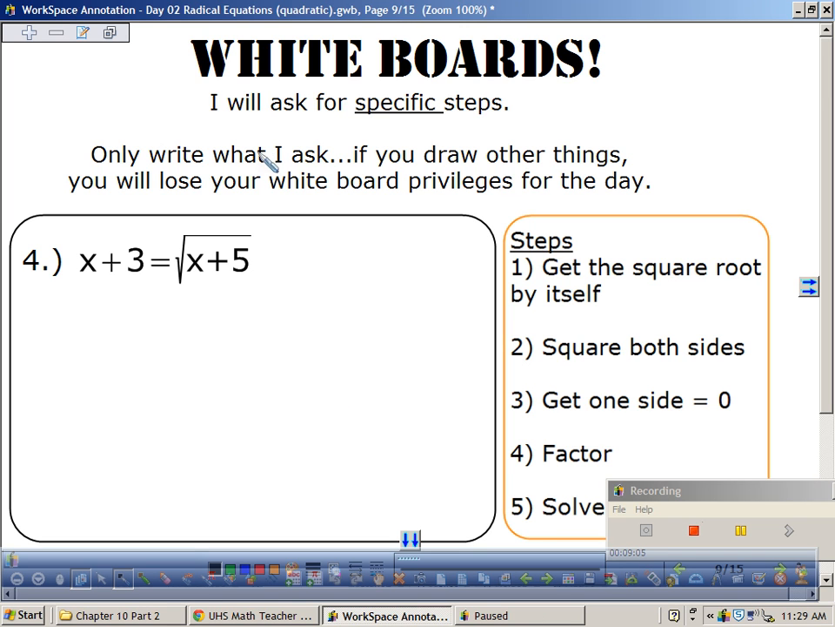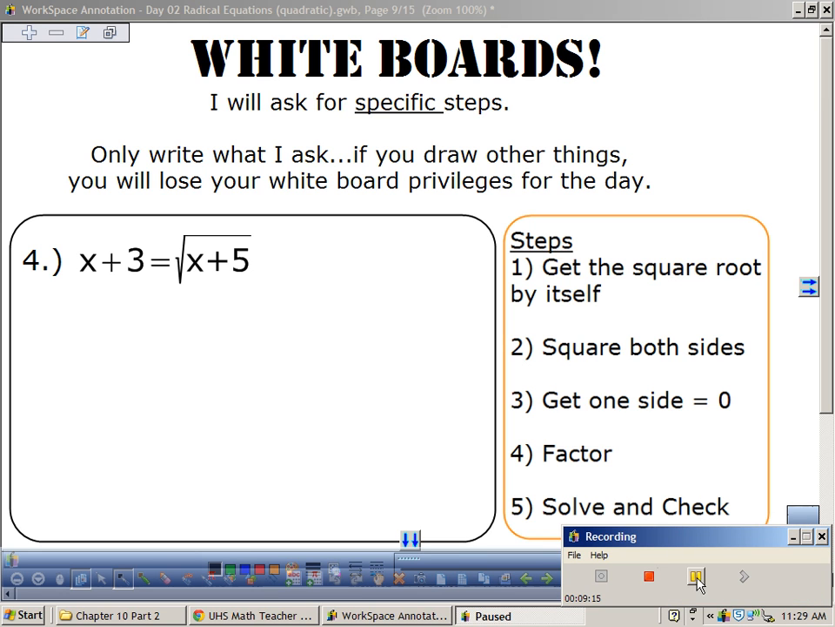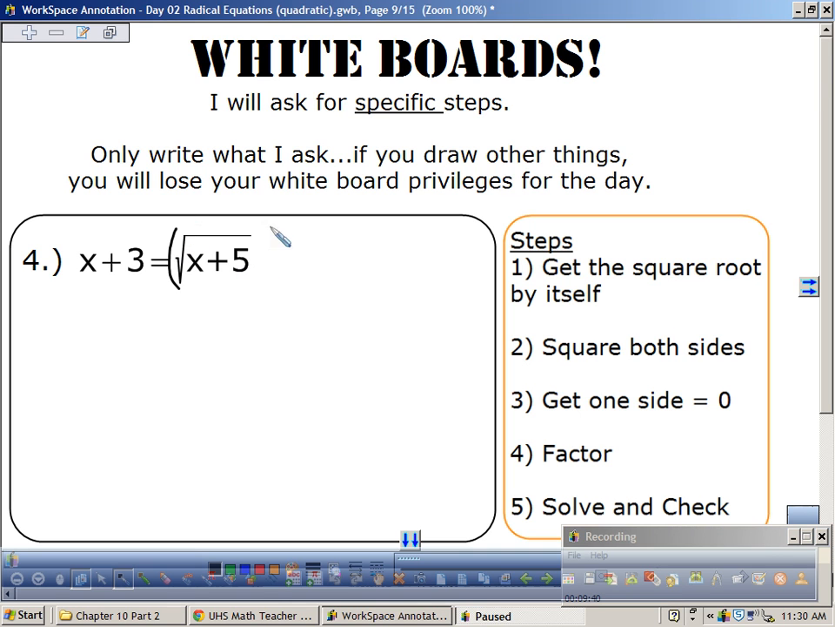Okay, whiteboard. Only write what I ask. If you draw other things, you will lose your whiteboard privileges for the day. So go ahead and make sure you have a marker and your whiteboard out. First, I want everybody to do step 1. Get the square root by itself. Well, that step's already done for us. Correct? So let's go on to step number 2. I want everybody to square both sides. Go as far as you can squaring both sides without solving one side for 0. Okay? So go ahead and square both sides.